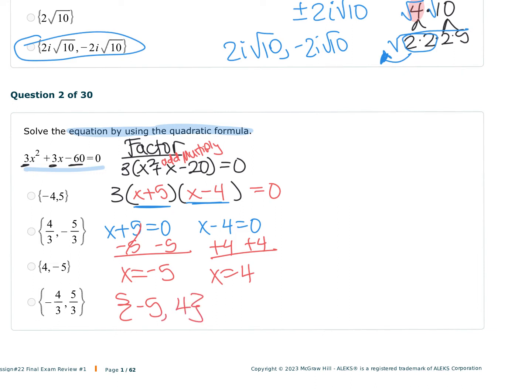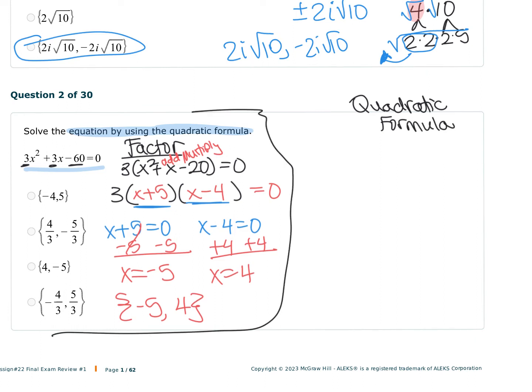Now it does say to use the quadratic formula, so let me show you what that would look like as well, to show you we would get the same answer regardless. The quadratic formula, if you recall, is a special formula in math, and it is x equals negative b plus or minus the square root of b squared minus 4ac all over 2a, where a, b, and c come from the coefficients of our quadratic.